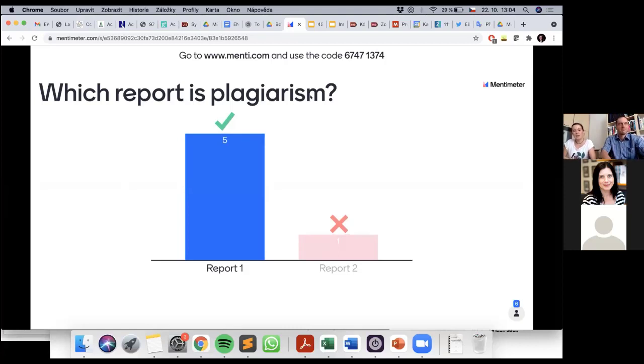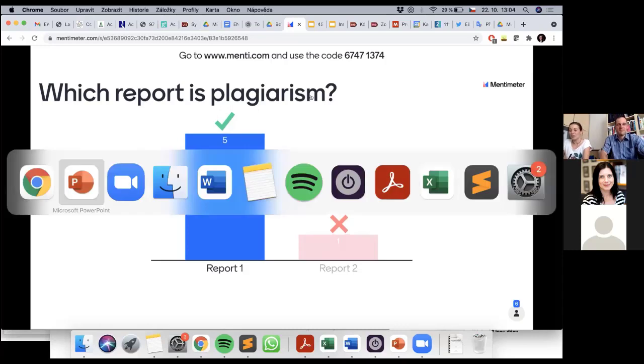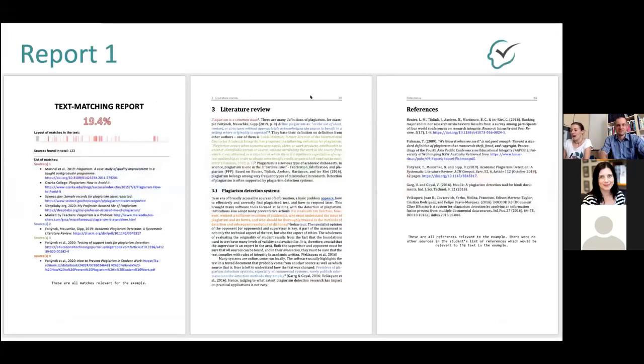So maybe let's start with report 1, and let's check what in report 1 helped you to make your decision. What was wrong with report 1, or with the document which report 1 was showing us? Please type to chat what was the problem you identified there.